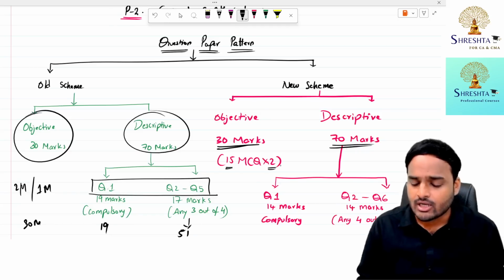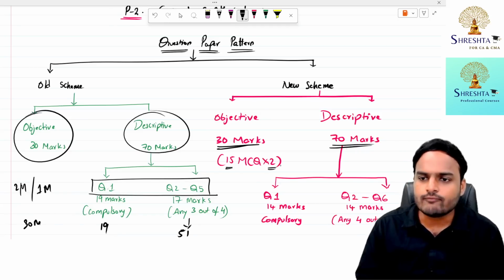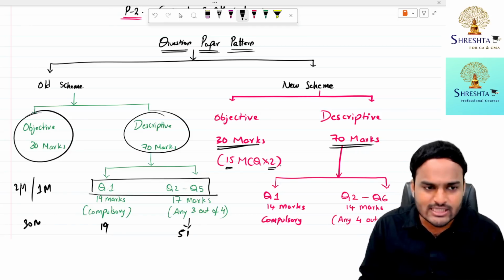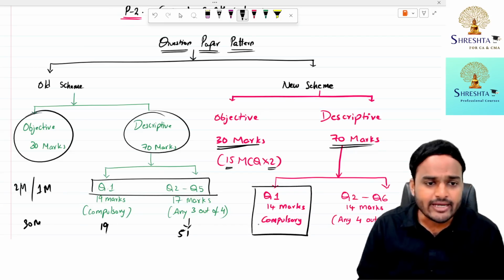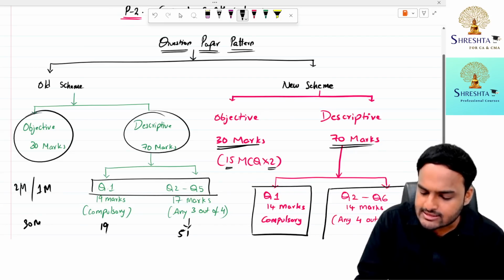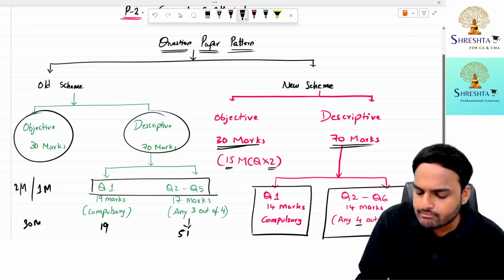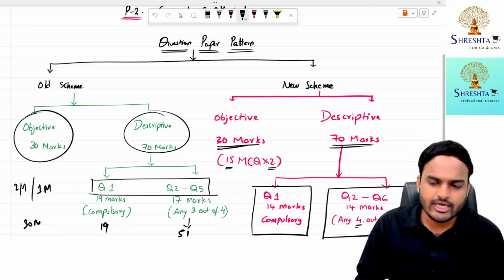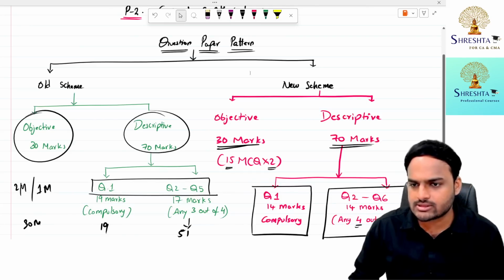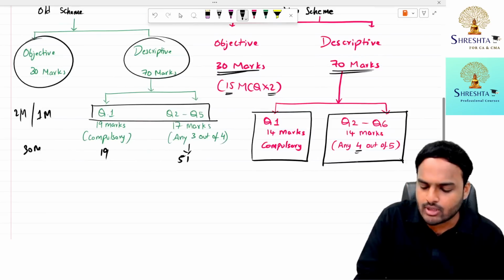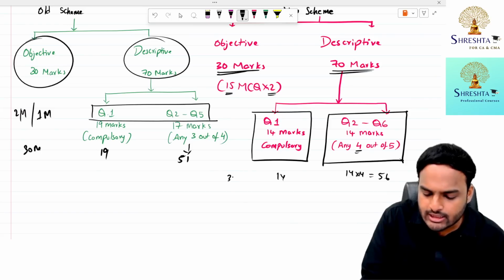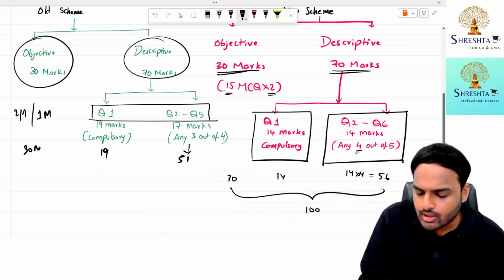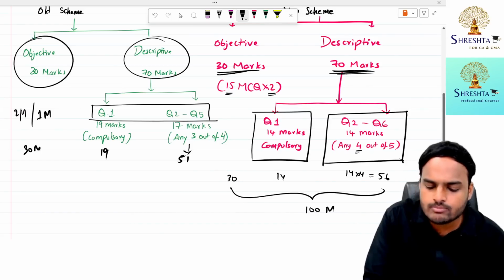For the time being, there are no negative marks. Is it clear? Now coming to descriptive questions, you will find 6 questions in total. Out of 6 questions, question 1 is compulsory. Of the remaining question 2 to question 6, out of 5 questions, you have to attempt any 4. Each question carries 14 marks. So here you will find 14 into 4, that is 56, and question 1 is 14 marks. Objective 30 marks. So total 100 marks: descriptive 70 marks, objective 30 marks.